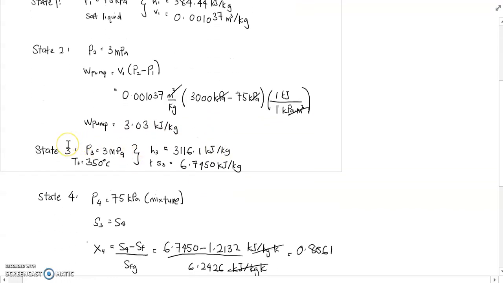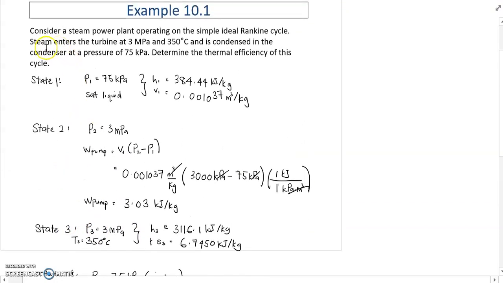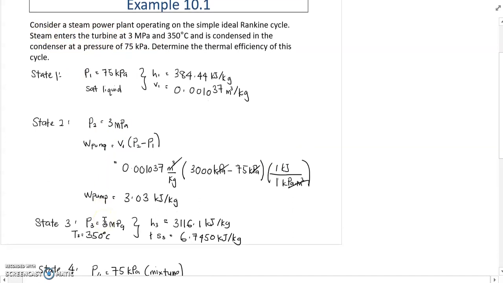Then at state 3, the information here gives us the condition at state 3 because steam enters the turbine. So P is 3 MPa, and your temperature is 350 degrees Celsius. So this is superheated vapor, and you have to look at table A6. From there you get the values of H3 and S3. So these are the values.